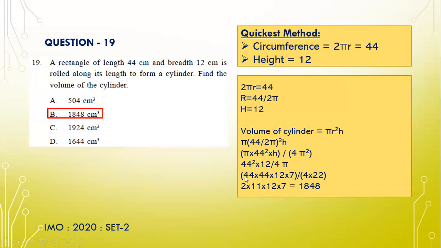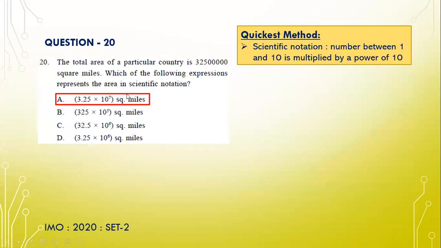So 22, 2s are 44. And again 4, 11s are 44, isn't it? So 2 into 11 into 12 into 7. So that will be 1848 centimeter cube, isn't it? So good question.